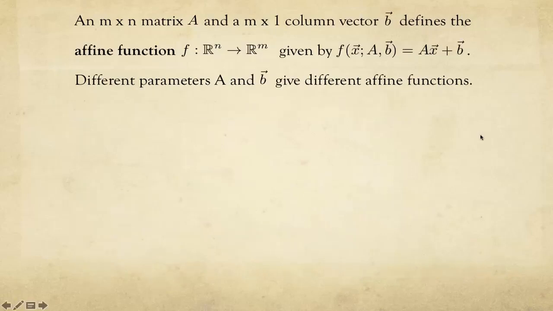Now, if we have an m by n matrix A and a column B, which is m by 1, then this defines an affine function from Rn to Rm, just like before. Given the input x, these are parameters, A and B, you multiply x by A, and then you add the vector B to it. So again, this is called an affine function.